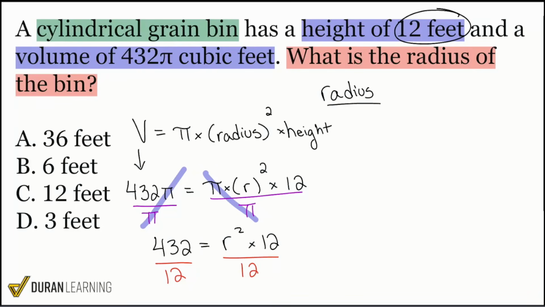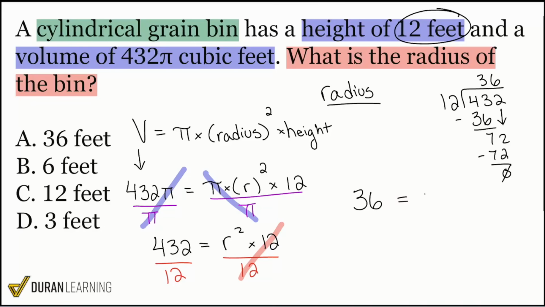Once I do that, I'm going to erase and make some space here on the right, and I'll divide 432 by 12. 12 goes into 43 3 times, because that's 36, leaving us with 7 left over. Drop that 2, and now we ask how many times 12 goes into 72. That's going to be 6 times. 12 times 6 is 72, so there we go. Clean division, no remainder. And now, again with cancellation, that's going to be 36 equals r squared.